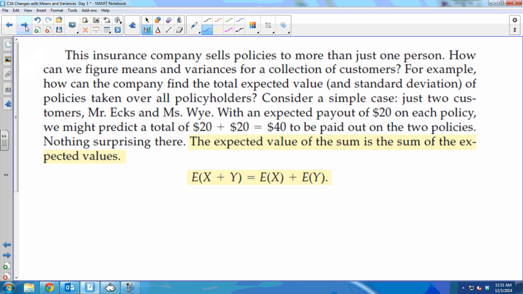Again, expected value will not be the problem today. The expected value of the sum of 2 random variables is just the sum of the expected values. No big deal. Okay? If I want to know the expected value of 2 of these things put together, I just add the expected values. This also works for subtraction. If I wanted to subtract expected values, I can do that too.